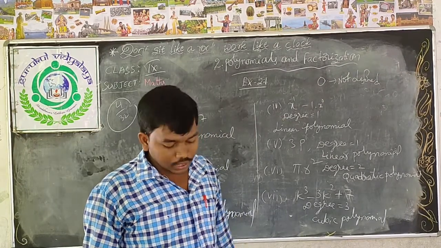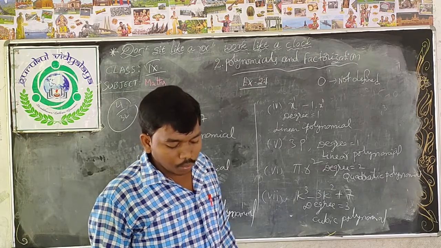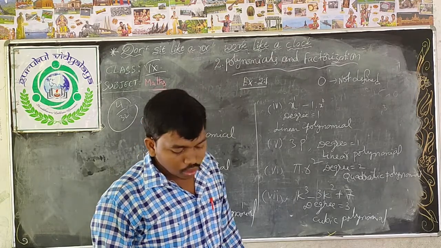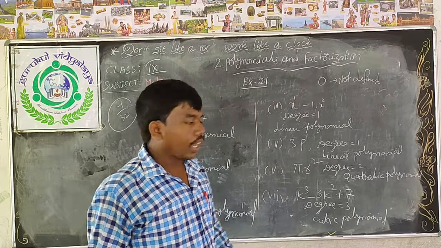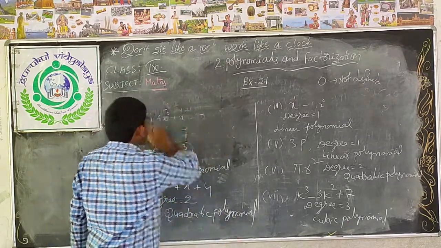Next, the degree of x square plus 2xy plus y square is 2. Yes, 2 is the degree. Next, pi r square is a monomial. Yes, that is also a monomial. Single term. Okay. So this exercise is completed.